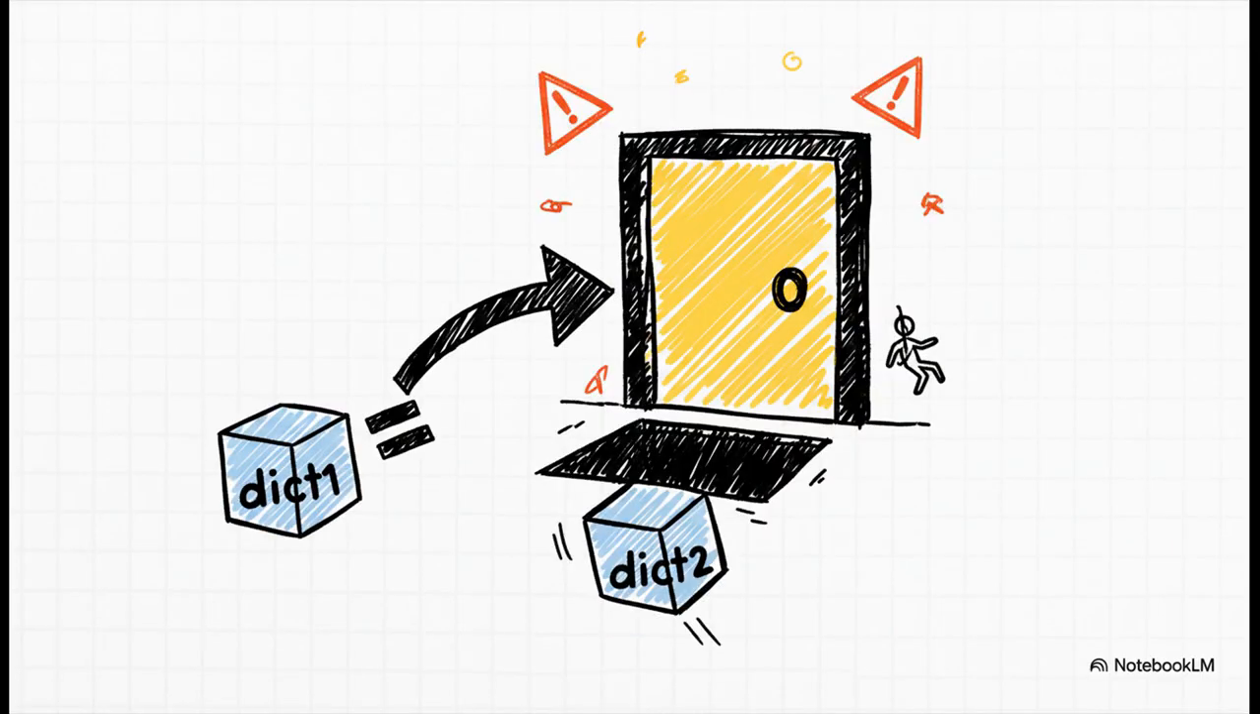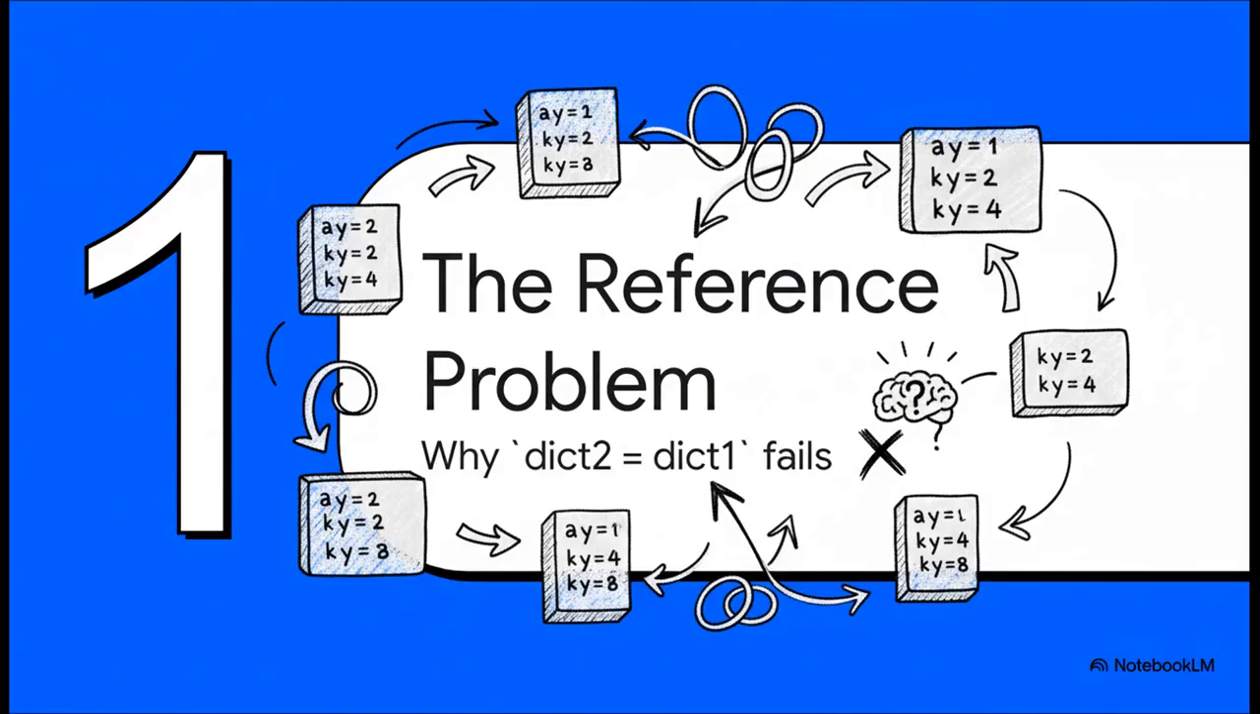Well, your first instinct, and it's a totally logical one, is probably to just use an equal sign. dict2 equals dict1. It looks clean, it seems like it should work, but this is one of the biggest traps for newcomers in Python. This doesn't actually make a copy, and what it does instead can cause some real headaches for you later. To really get why that simple assignment just doesn't work, we have to talk about something called the reference problem. This is the absolute core idea that explains everything we're about to cover.